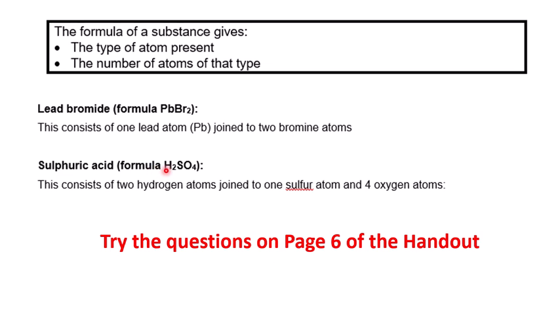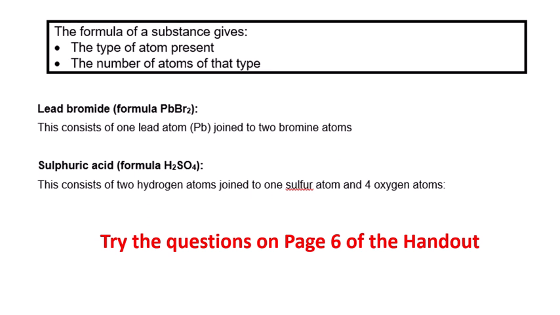Sulfuric acid is H2SO4, so break it down. H is hydrogen, so 2 atoms of hydrogen. S is sulfur, 1 atom of sulfur. And O is oxygen, 4 atoms of oxygen. So this consists of 2 hydrogen atoms joined to 1 sulfur atom and 4 oxygen atoms.